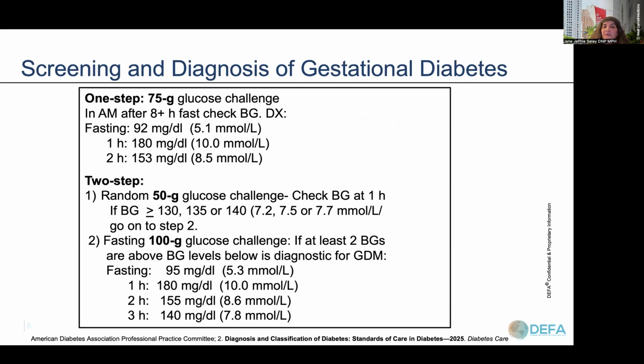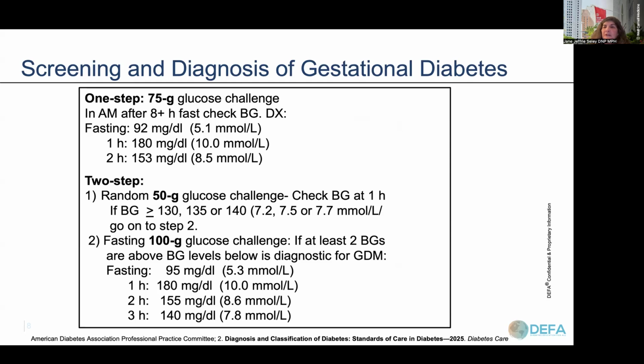It's a 75-gram glucose challenge after at least an 8-hour fast overnight. The fasting should be less than 92 milligrams per deciliter or 5.1 millimoles. The 1 hour should be less than 180 milligrams per deciliter or 10 millimoles, and the 2 hours should be less than 153 or 8.5 millimoles.